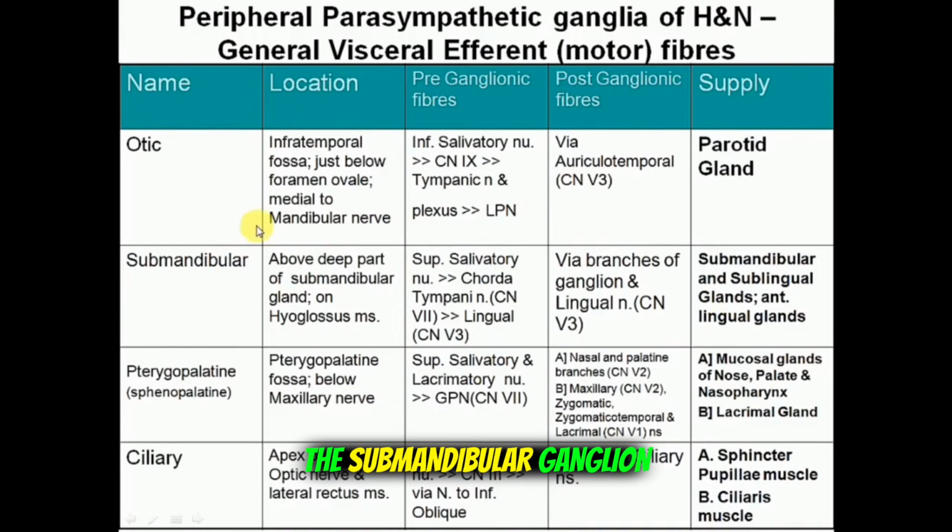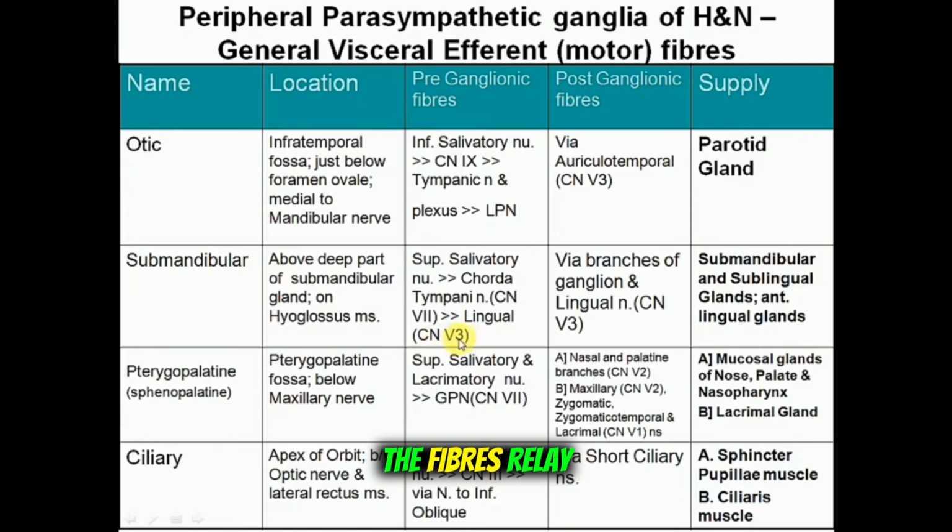The second is the submandibular ganglion, which is located just above the deep part of the submandibular salivary gland on the hyoglossus muscle. This ganglion is suspended by the two roots of lingual nerve, anterior root and posterior root. The preganglionic fibers arise from the superior salivatory nucleus located in the pons. These fibers pass via the chorda tympani branch of facial nerve, which will eventually join the lingual nerve, which is one of the branches of posterior division of mandibular nerve.